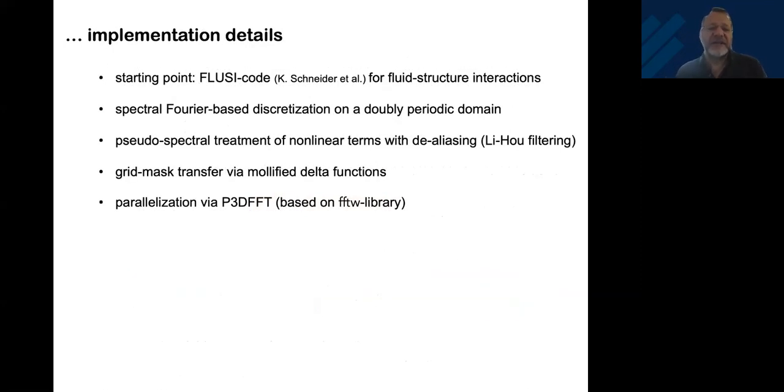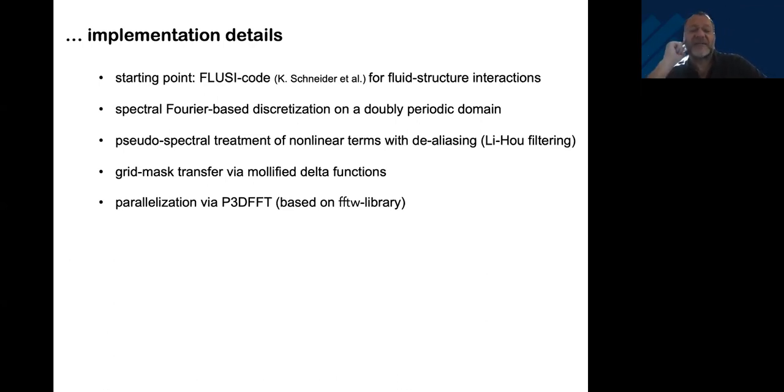Okay, a few implementation details. We did not start writing a code from scratch. We actually used an open source code called Fluzy, written by Kai Schneider for fluid structure interactions. But we really stripped this one down to the bare bones and just use it for the hydrodynamic part. It's a spectral Fourier-based discretization on a doubly periodic domain that is actually blocked, so you can embed any boundary conditions you want. You have a pseudospectral treatment of the nonlinear terms. We use dealiasing because we're always pushing the boundary of the resolution. We do that by a Lee-Howe filter.